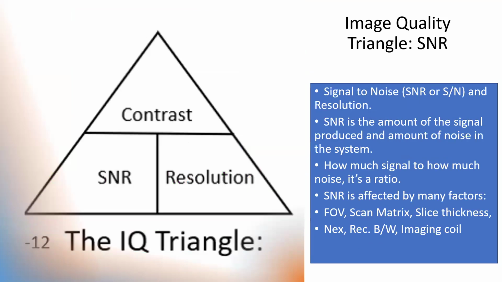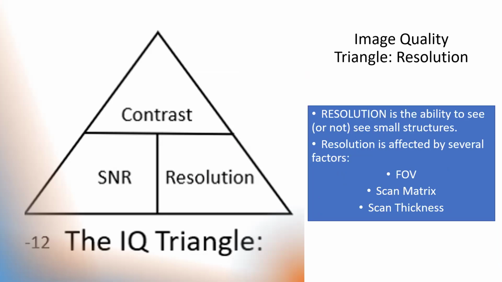So signal to noise, or SNR, or S/N, is the amount of signal to the amount of noise. So it's a ratio. How much of one do I have of the other? So the signal to noise, or your overall signal, is affected by multiple factors here: field of view, matrix, which is pixel size, slice thickness, NEX sometimes, so NEX is GE, acquisitions for Siemens, receiver bandwidth, and then your imaging coil, which we talked about last night. I won't go into that.